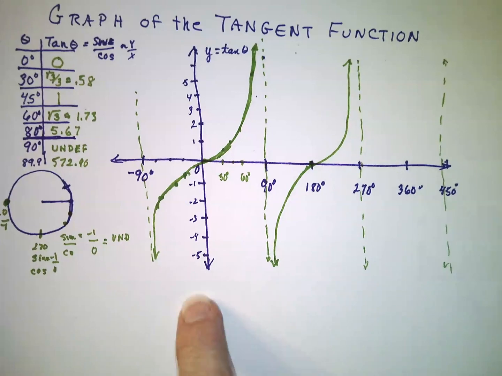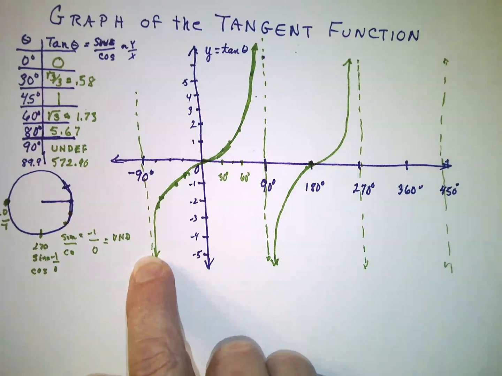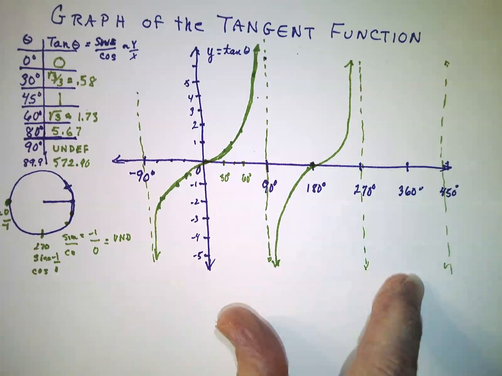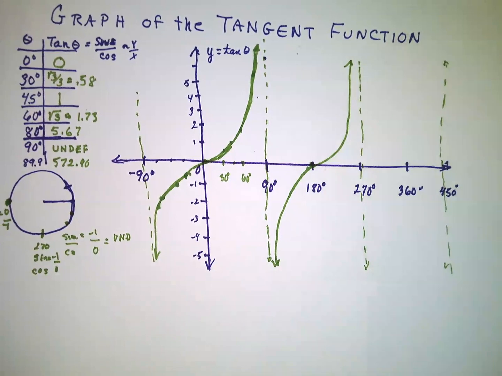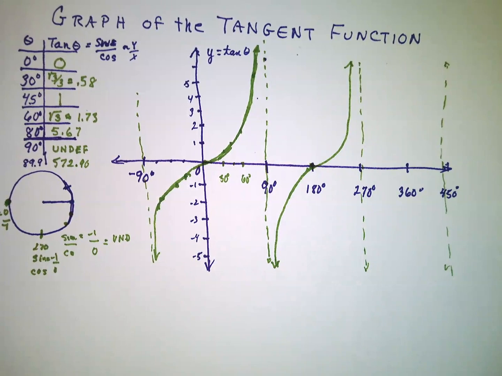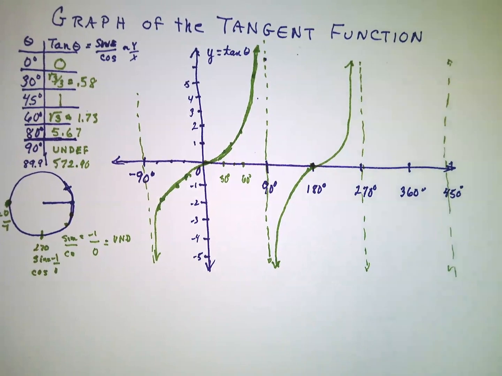So the tangent graph here has some issues. Negative 90, positive 90, 270, 450, all those are asymptotes and there's no tangent value, which means that's going to affect our domain and range. I'm going to look at a more professional example of the graph.